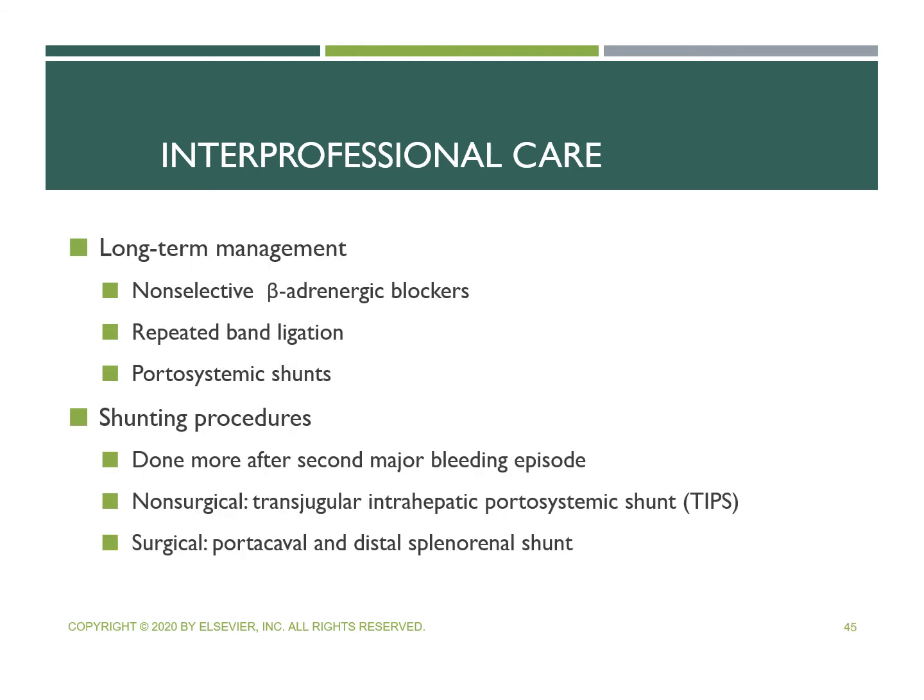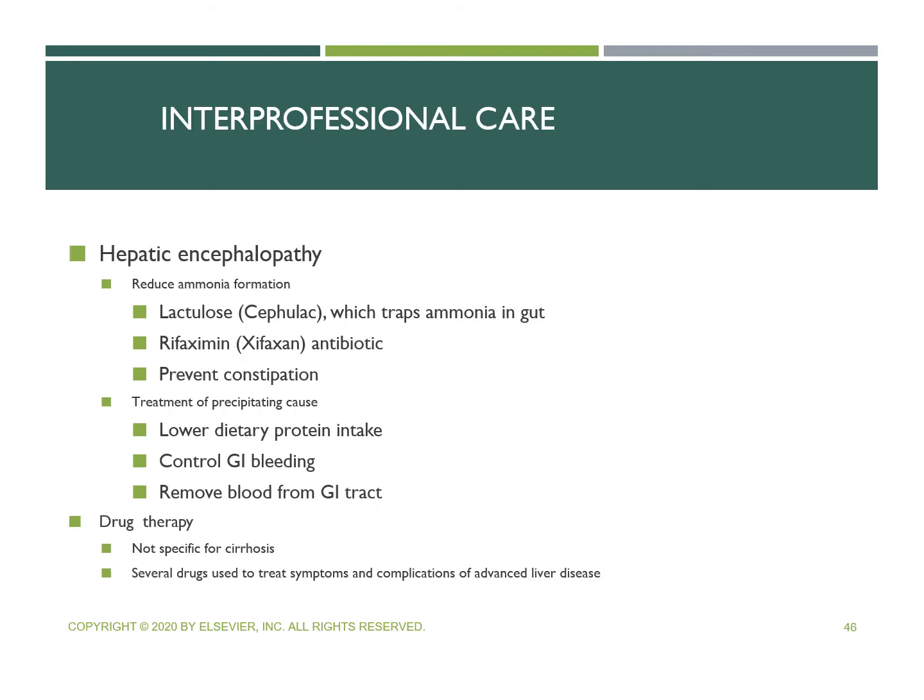The long-term management of the patient with cirrhosis is going to vary based on the patient's problems and what their complications are. However, many patients might be put on beta blockers, and they might have some of the shunting procedures that are done. The specific goal for a patient with hepatic encephalopathy is to reduce the ammonia level in the patient. There's a couple different medications.